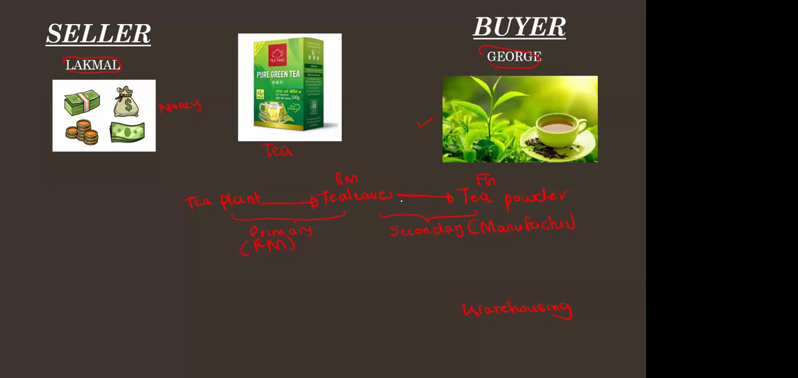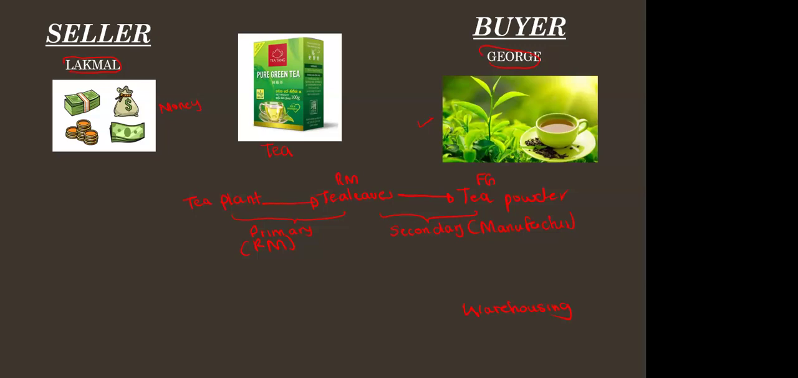Primary is simply collecting the raw materials. So what's the raw material you collected here? Tea leaves. You go to the environment, to nature, and you collect the raw materials. So primary means collecting, extracting raw materials. What does secondary mean? Those raw materials you are converting into a finished product. So those tea leaves you are converting into tea powder. That is secondary.